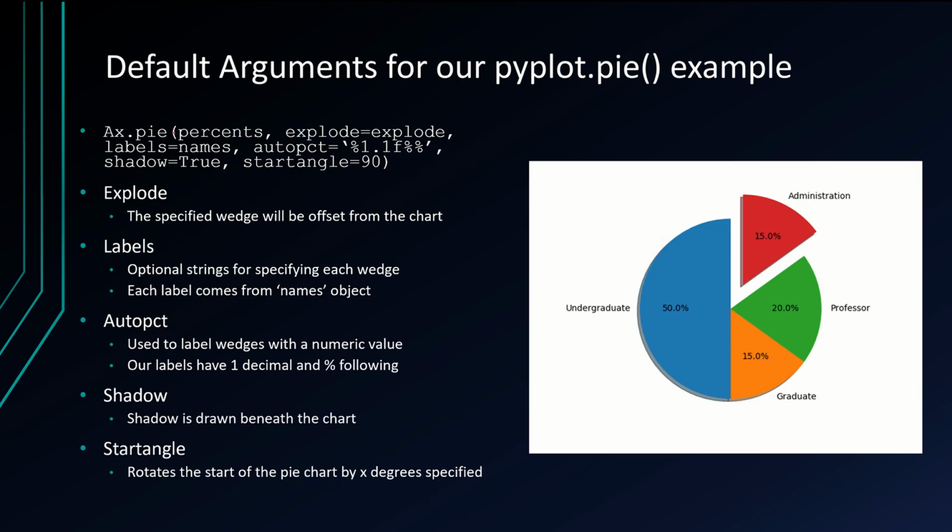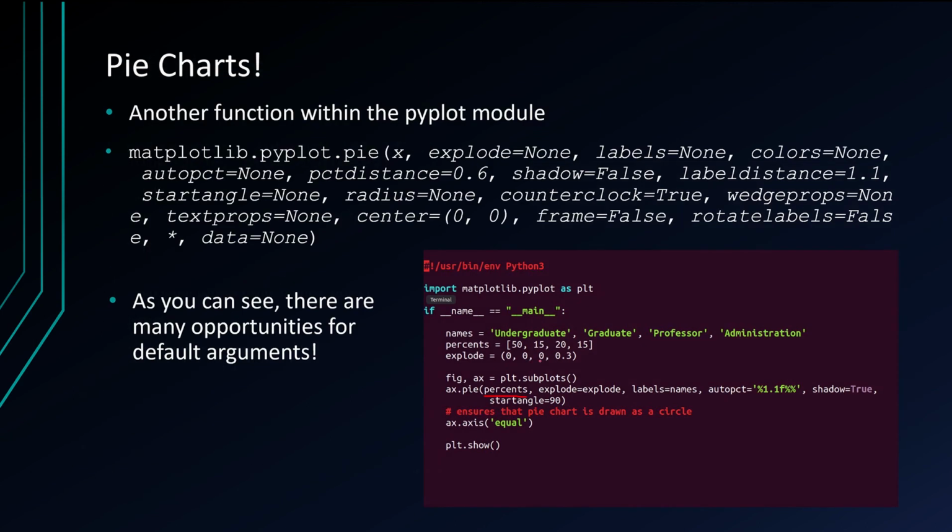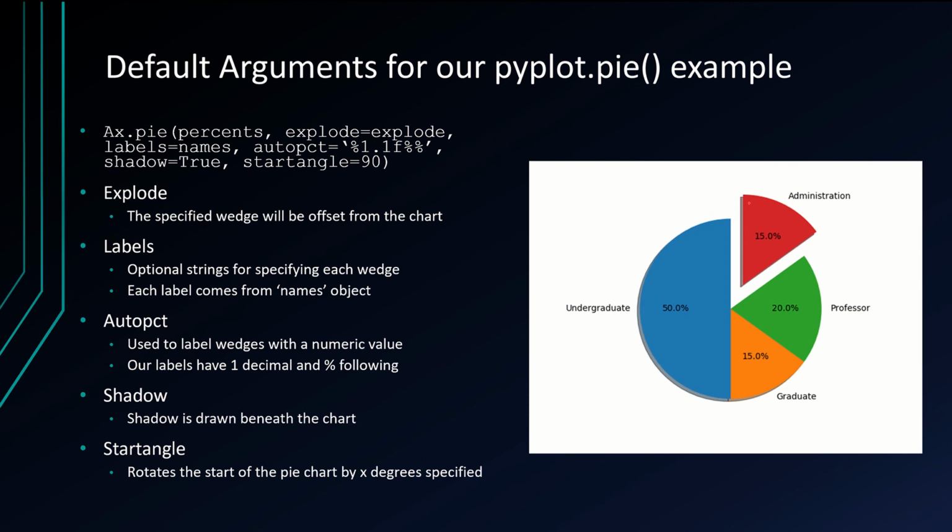So here we will go through the different default arguments that we have used. So we have explode, which is set to explode, which here we have none are exploded except the last, administration, which should be out of the chart a little bit. So we can see here that administration is in fact taken out of the chart. And then labels next is an optional string for specifying each wedge. Each label comes from the names object that we have specified here, which is undergraduate, administration, professor, and graduate.